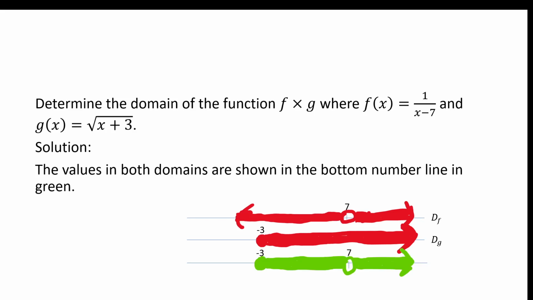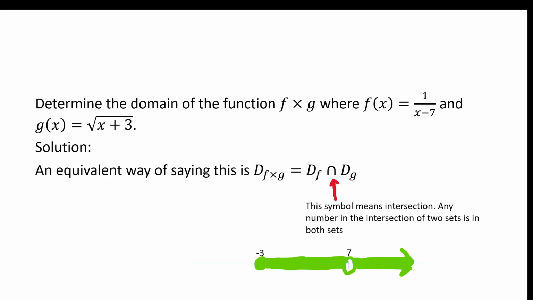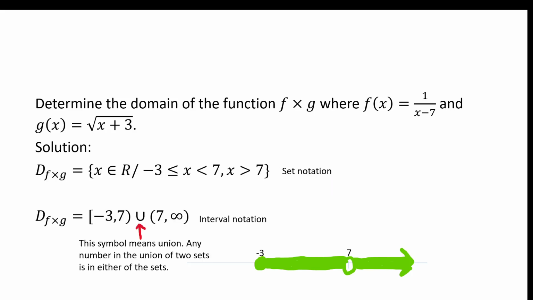The domain of the intersection is the green line. And so that green shaded portion will represent the domain of f times g. One more time, that symbol means intersection. Any number in the intersection of the two sets will be in both sets. So any number in the intersection of the two domains will be in the domain of f times g.